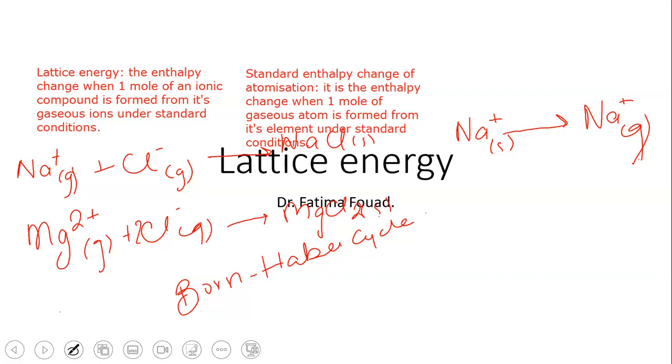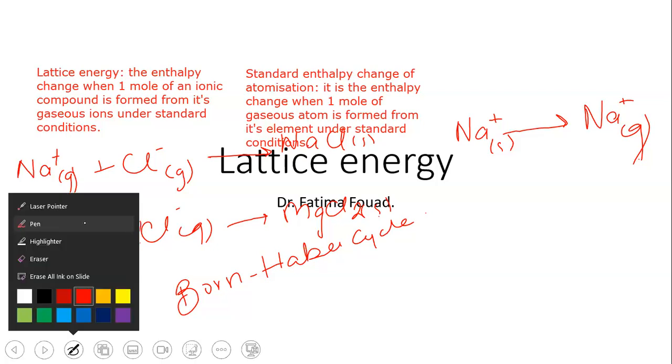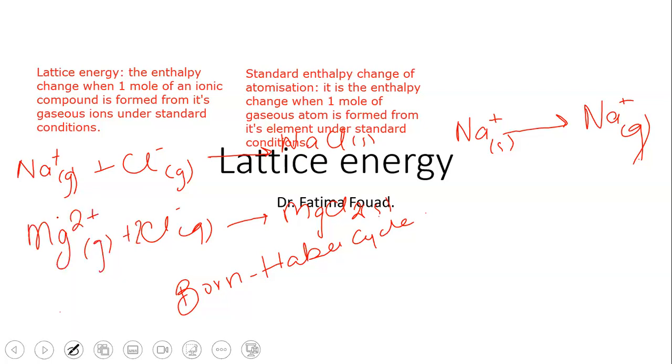After I have done atomization, there is one more definition that we need to know, and that is electron affinity. The energy change occurring when a gaseous non-metal atom accepts 1 electron. What do I mean by that? I have managed to get my sodium gaseous atom.